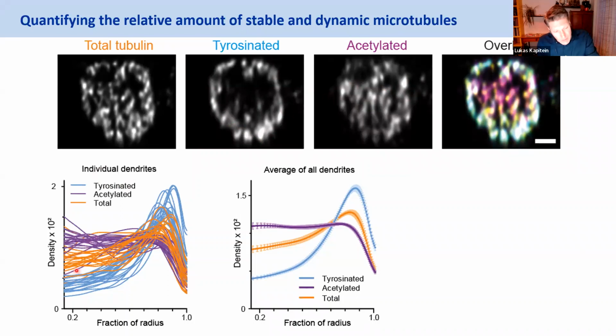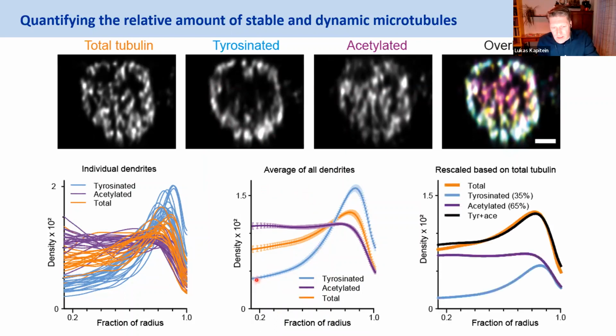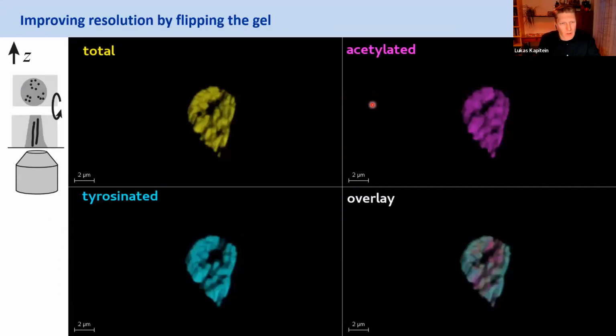We can make radial density profiles for different microtubules, get an average of multiple dendrites. So what's the relative distribution across the radius of this dendrite? And what we can also try to do is then say, can we actually get back the density of total tubulin by a weighted sum of acetylated and tyrosinated distributions? And this is possible to a relative extent by weighting them in a factor of 2 to 1, suggesting that we have twice as much stable microtubules as dynamic microtubules. It's sort of an estimate. We could take this one step further.